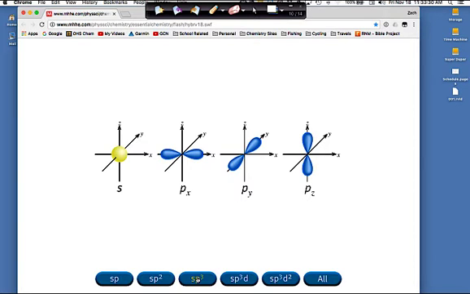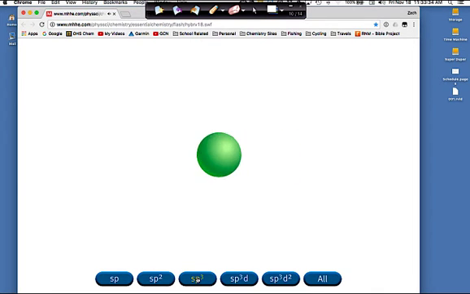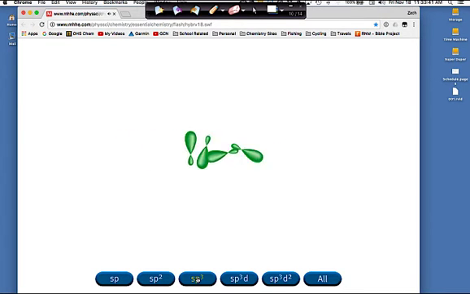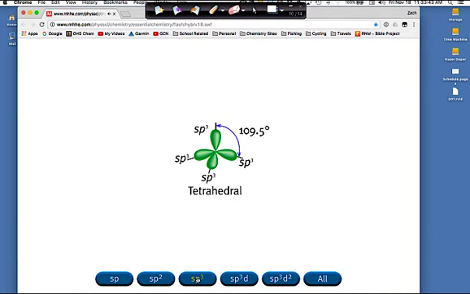You ready? Mixing an s orbital with the 3 p orbitals generates 4 equivalent sp3 hybrid orbitals. Note that the number of hybrid orbitals produced is equal to the number of atomic orbitals that are hybridized. sp3 hybrid orbitals have a tetrahedral arrangement. The angles between the orbitals are 109.5 degrees. But did you notice what they said? They said, notice that the number of hybrid orbitals that are formed is the same as the number of atomic orbitals that went in.